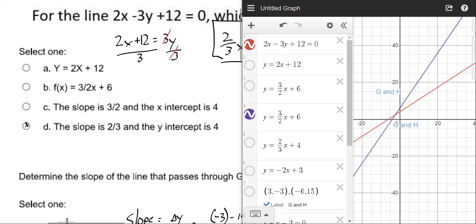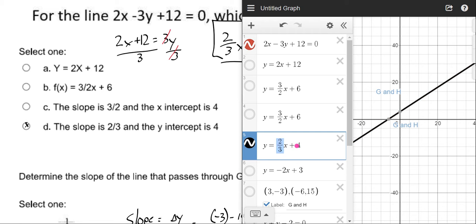And our last one, the slope is 2/3, and the y-intercept is 4. If the slope is 2/3, that's m in our mx plus b. And the y-intercept is 4, that's our b. And this one lies directly over top of that spot. So this is the one that's true.